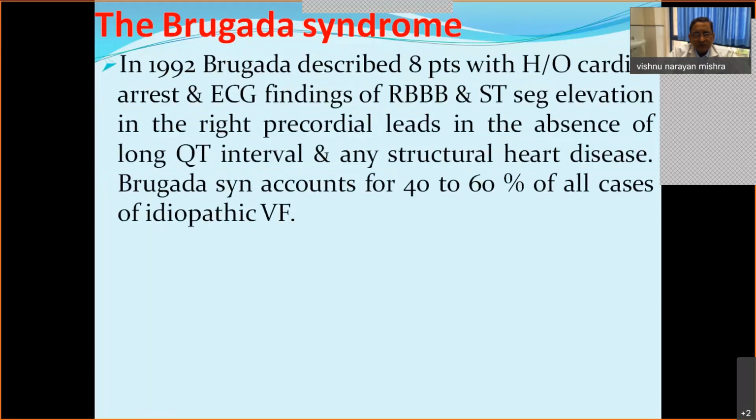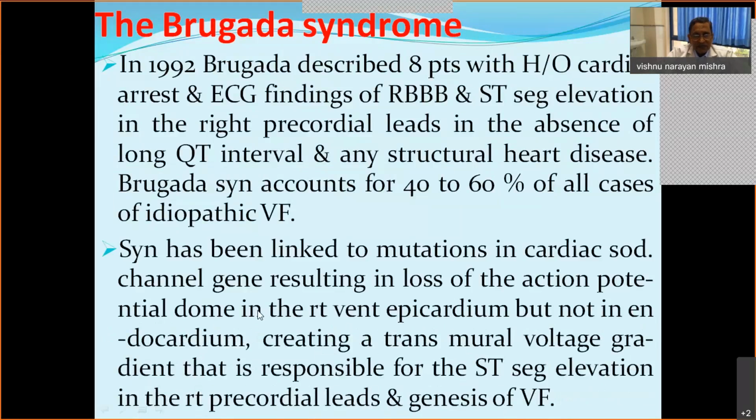Now a word about Brugada syndrome. In 1992, Brugada described 8 patients with history of cardiac arrest and ECG findings of right bundle branch block and ST segment elevation in the right precordial leads in the absence of long QT interval or any structural heart disease as well. Brugada syndrome accounts for 40 to 60% of all cases of idiopathic ventricular fibrillation. So this is a very, very important condition in clinical practice.